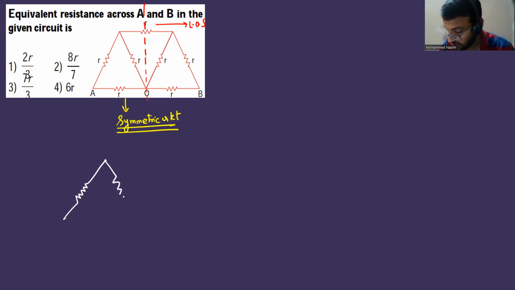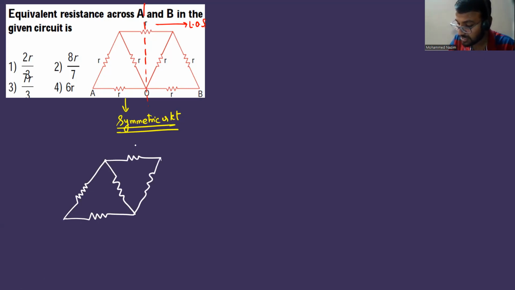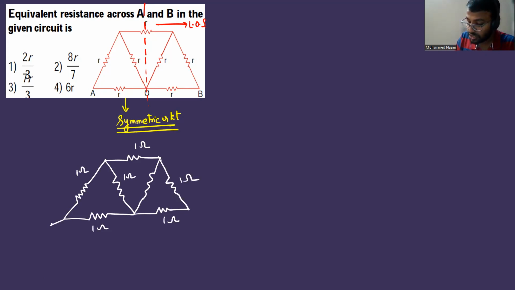You just see here carefully how I do the problem. For simplicity's sake, I'll take all the resistances as 1 ohm each, and then finally I'll multiply by small r. Since you need to find the resistance across AB, you pass some current I. You pass some current I.